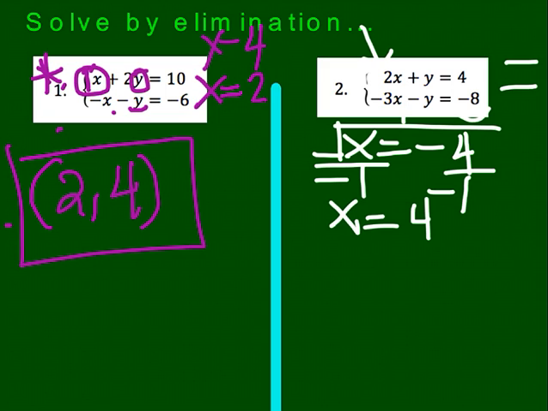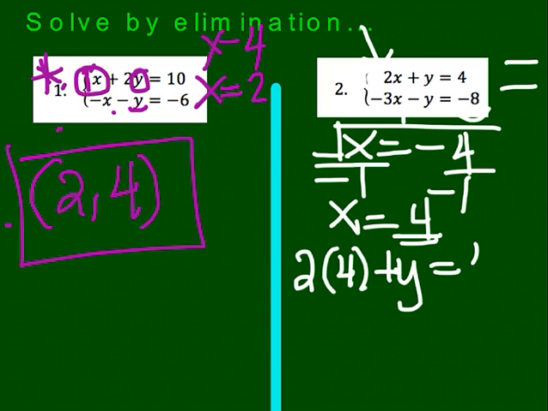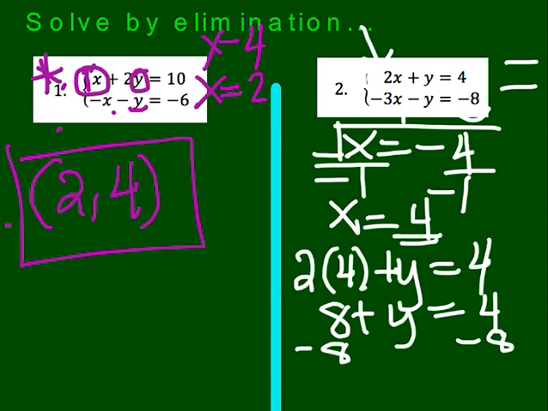Okay, so then what we end up getting is I'm going to have the 2. Now instead of writing that x, I'm going to put that 4 down. And then plus y is equal to 4. So then I get 8 plus y is equal to 4. Then you go ahead and subtract 8 from both sides, and you get that y is equal to negative 4.